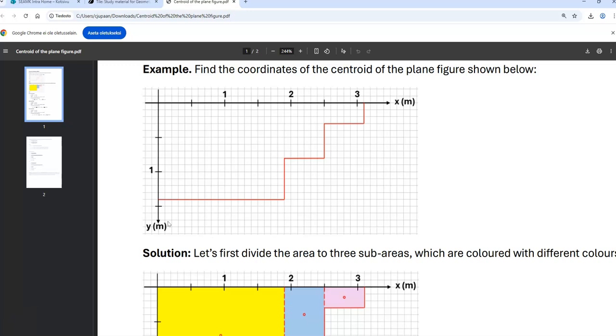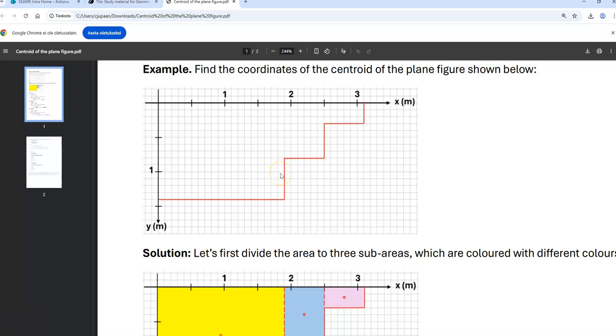Of course, you could calculate this also by using more conventional method where the y-axis goes upwards. But the calculated method is the same, whatever your coordinate system is. And now we have this kind of figure there, and I'm trying to find out where is the middle point of this figure.